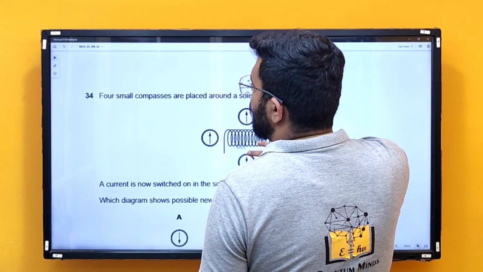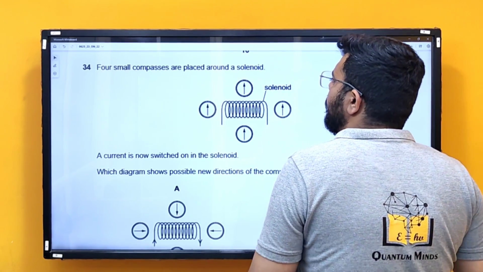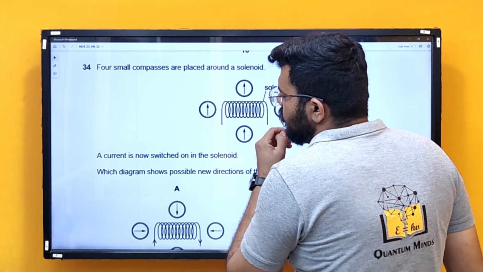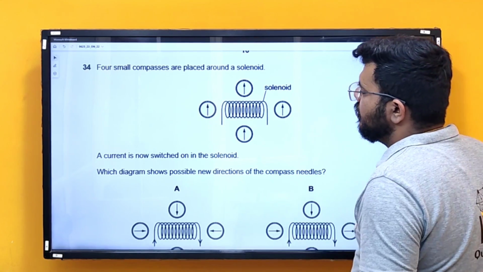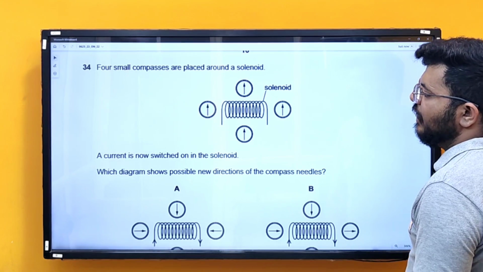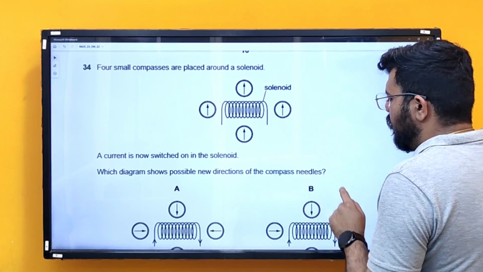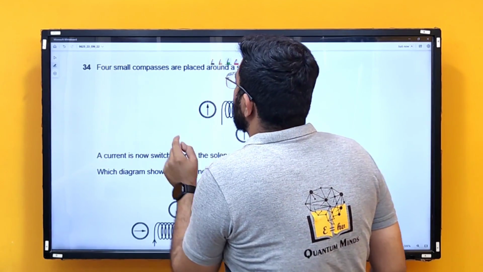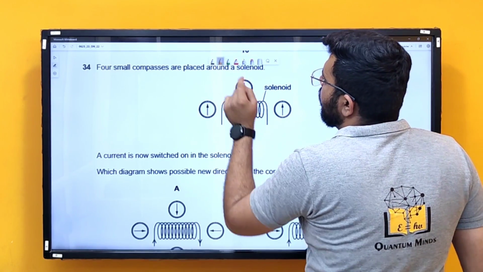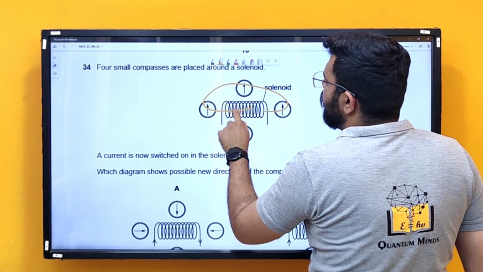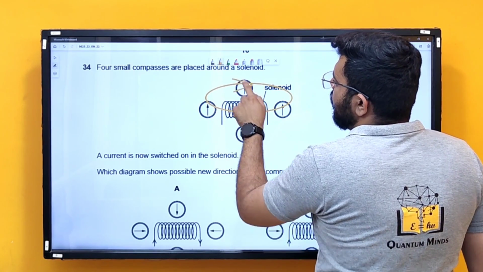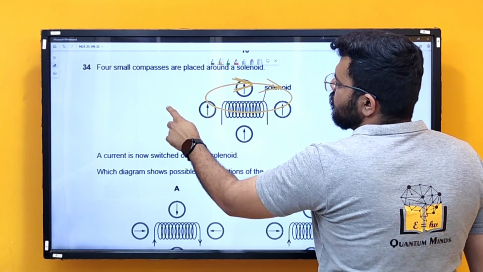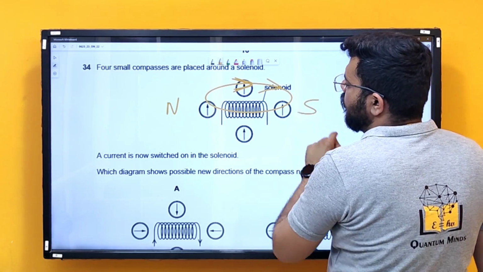Okay, let's see now. 4 small compasses are placed around a solenoid. The current is now switched on in the solenoid. Which diagram shows the possible new direction of the compass needles? There are only 2 possible ways magnetic field lines can be formed. One is this, right? It goes from north to south. This becomes north, this becomes south.